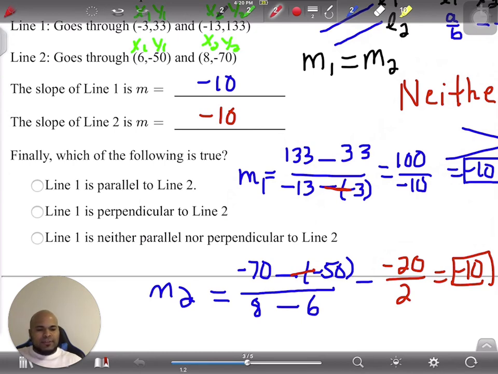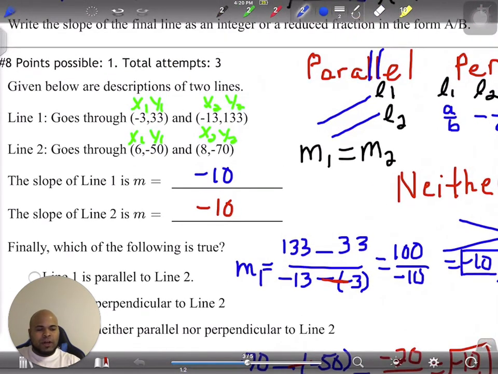Well, look at the slopes. You need to compare them. Are they the same slopes? Yes, they are. And we learned that same slopes are parallel lines. So line 1 is parallel to line 2.